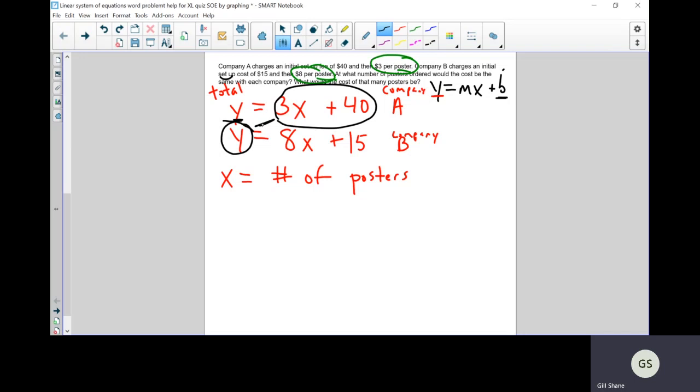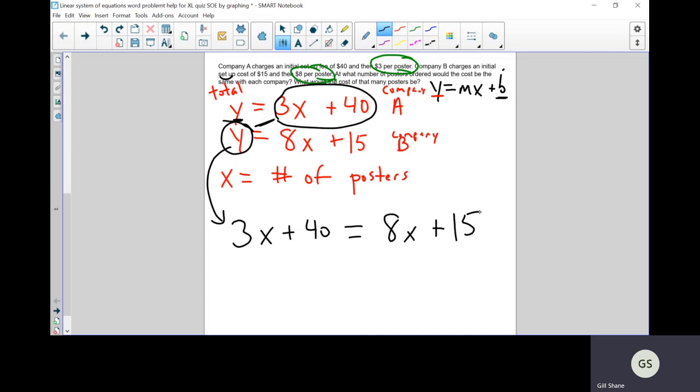So I'm going to rewrite this equation as 3x plus 40, because I'm replacing this y right there. And that's still just going to equal 8x plus 15. Nothing changes over there. So now I can solve this out. You should be able to solve this out.